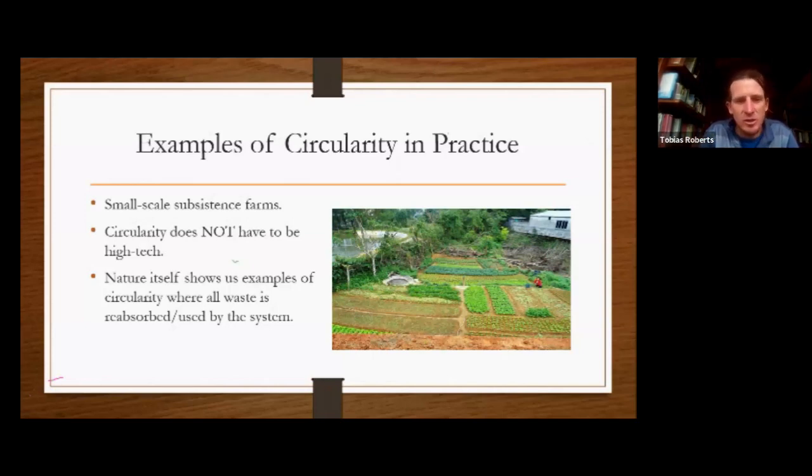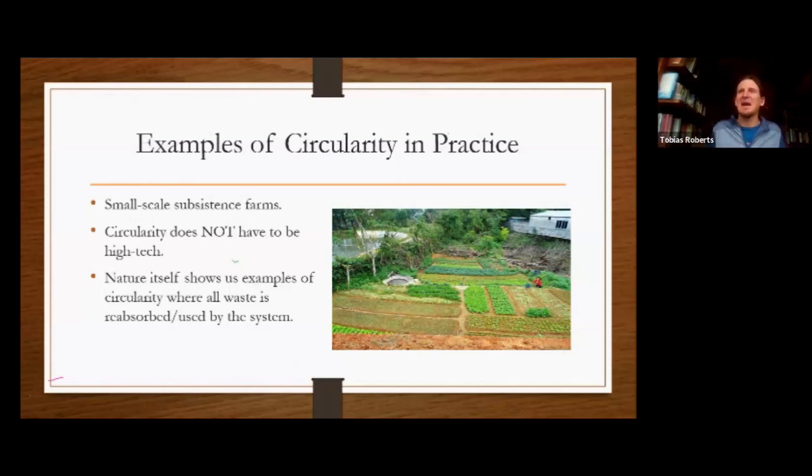So, on a good small scale subsistence farm, you require almost zero inputs from the outside. The waste that is created, so animal waste, human waste, crop residues, etc., are recycled back into the long-term fertility of the soil. You produce an excess amount of production, which can then be marketed locally. All of these are examples of circularity.